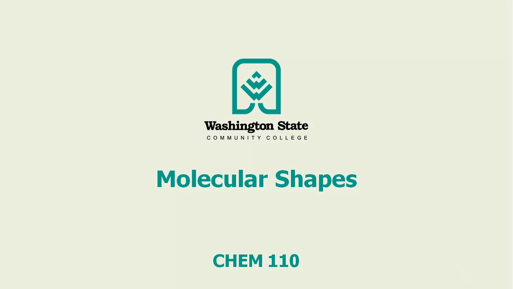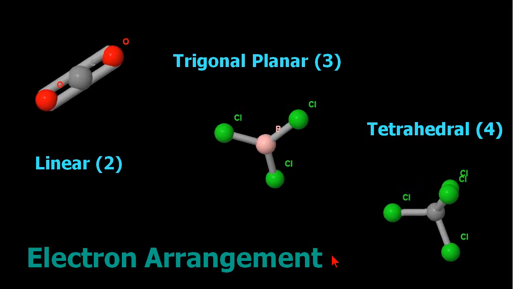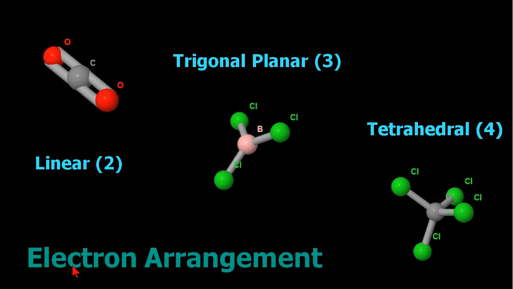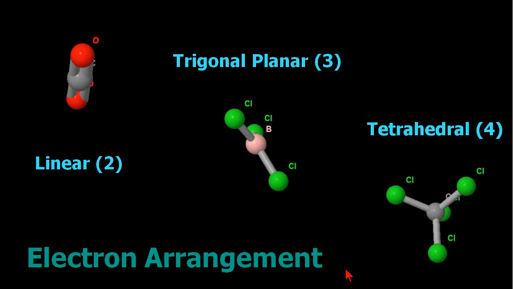This screencast is on molecular shapes. The arrangement of pairs of electrons around the central atom determines the electron arrangement and the resulting molecular shape.